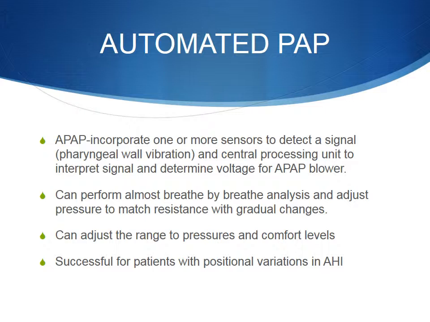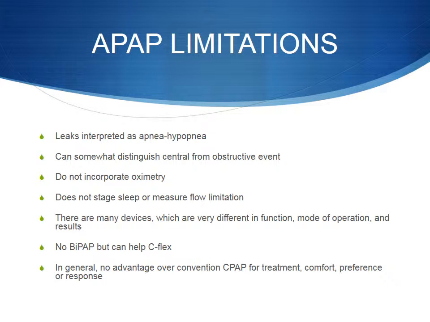There are some limitations. Obviously, sometimes leaks will be determined as apneas or hypopneas. This has gotten better. The machines have been able to determine leakage factors now, and actually can avoid that. It may have difficulty distinguishing a central from an obstructive episode. This is also getting a little better as machines get older. It doesn't actually check your oximetry, so if you're treating someone, you don't know whether they still might have some hypoxemia with episodes that are not being recorded. And it doesn't stage sleep, so it's not going to know whether you're in REM supine sleep to know whether it's actually getting rid of episodes, but it is going to try to do this.